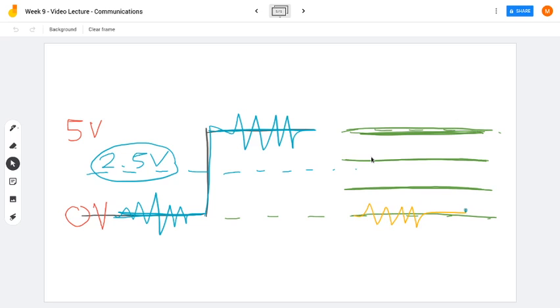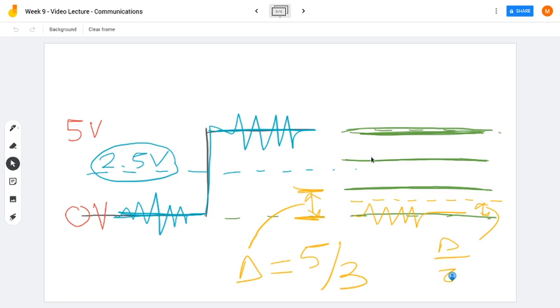So, if these two levels are mainly separated by 5 by 3, this delta is 5 volts over 3. So instead of dividing 5 by 1, as in the case of a binary signal where the whole range is 5, now the range between two levels is 5 by 3. So the maximum amount of noise I can withstand depends on the threshold we have over here. So it's basically delta by 2, which is 5 over 6.